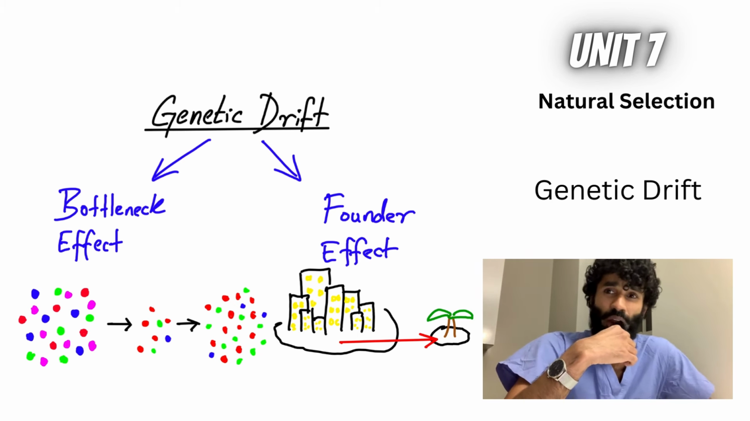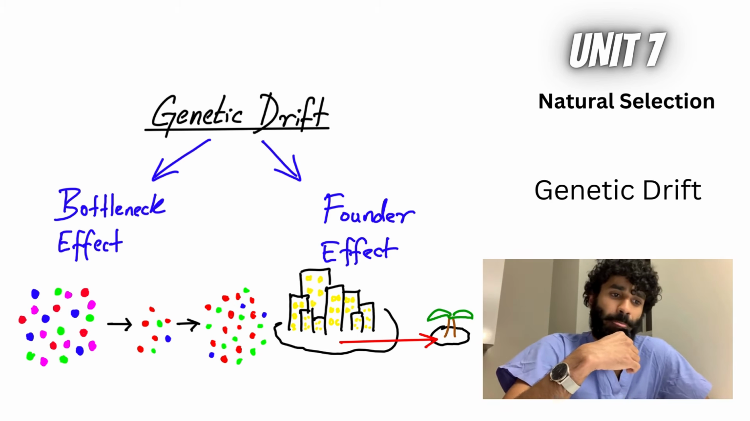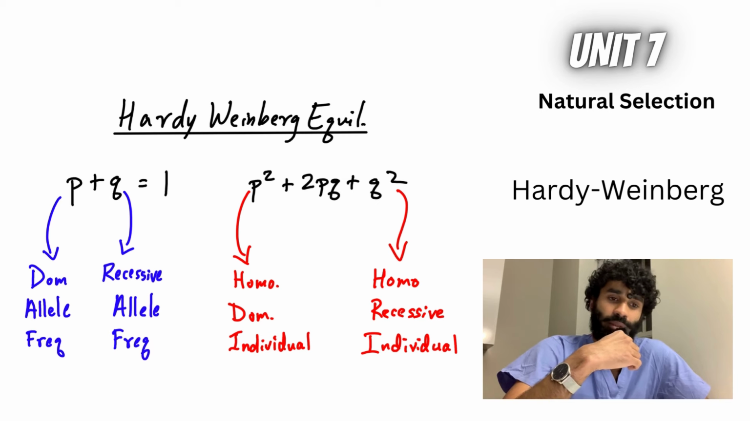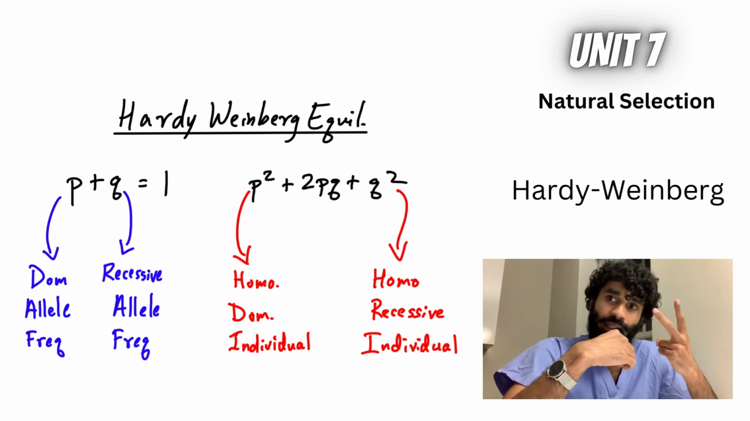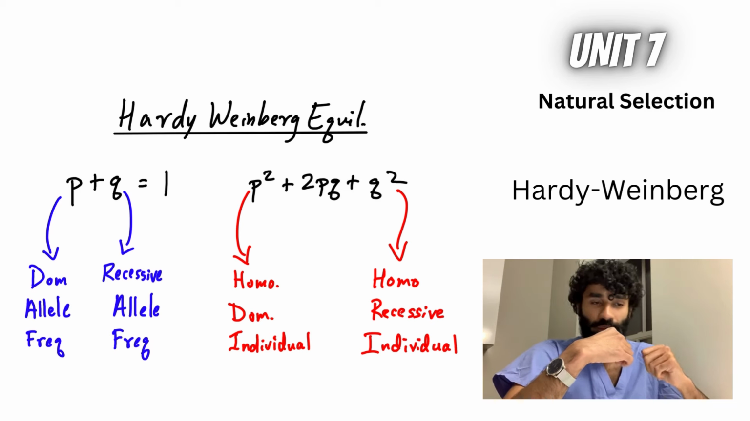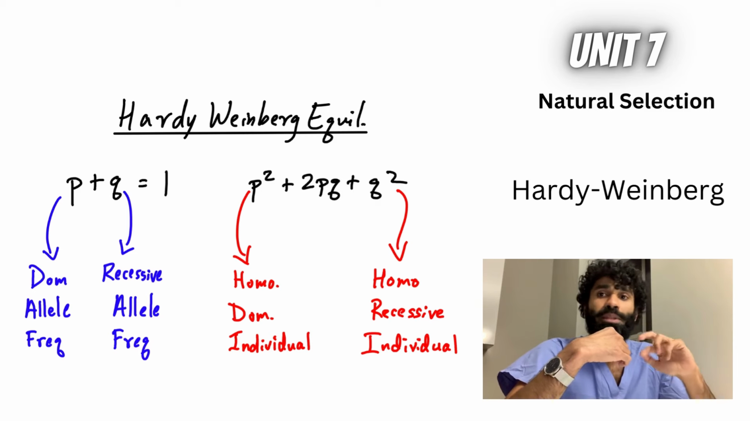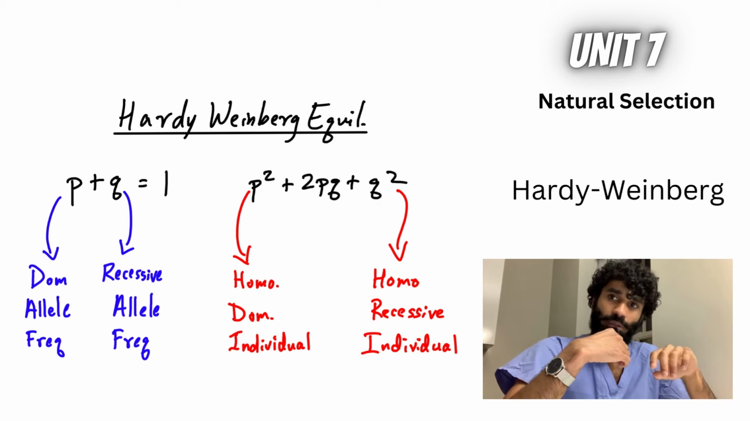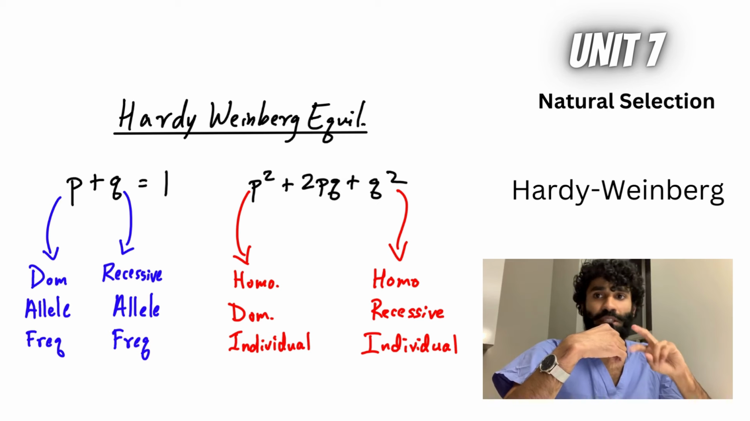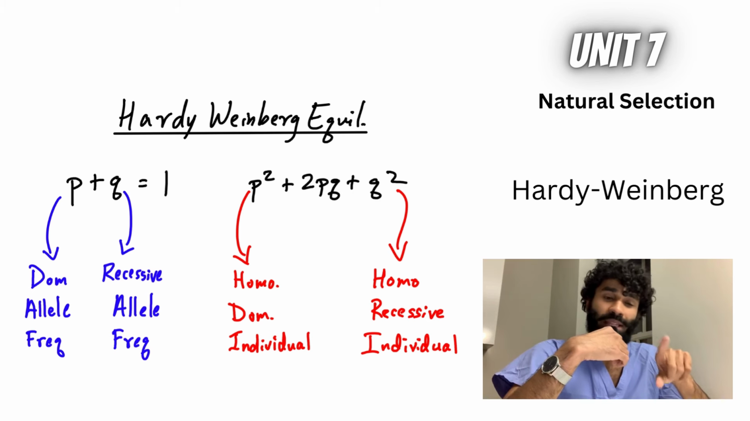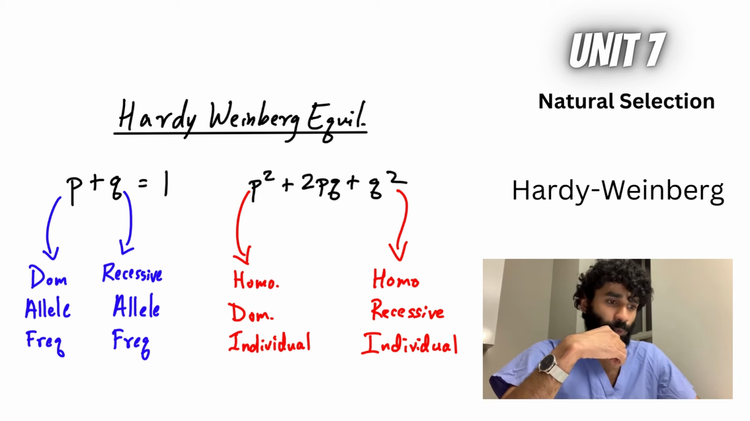The next block is on the Hardy-Weinberg equilibrium. This applies for non-evolving populations that are large, isolated, have random mating, and no mutations or natural selection. There are two equations you need to know, p plus q equals 1, and p squared plus 2pq plus q squared equals 1. There are four things you need to know that are very simple, and it's that the p is the frequency of the dominant allele, while q is the frequency of the recessive allele, and that the p squared is the homozygous dominant individual, and q squared is the homozygous recessive individual.